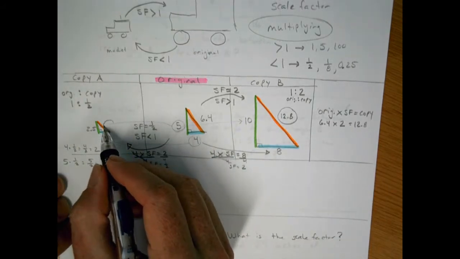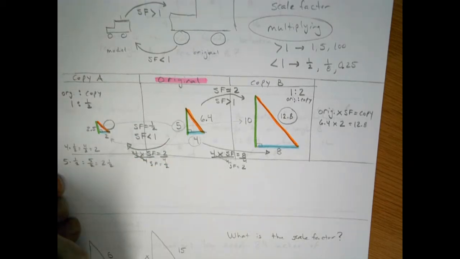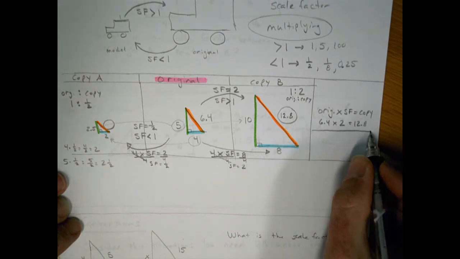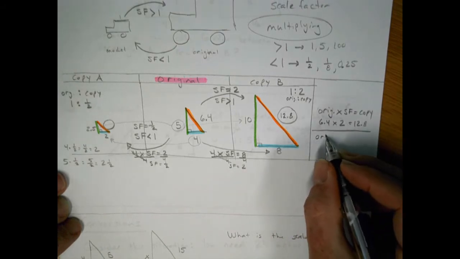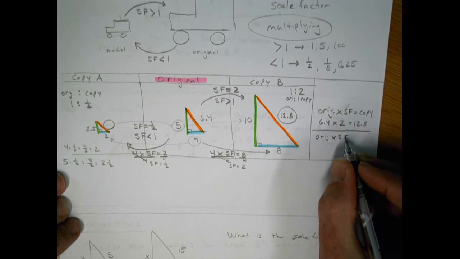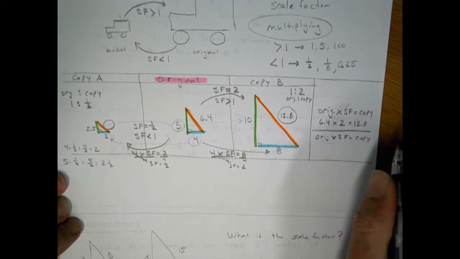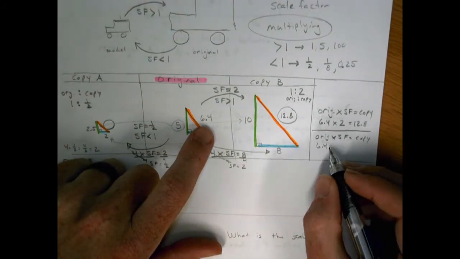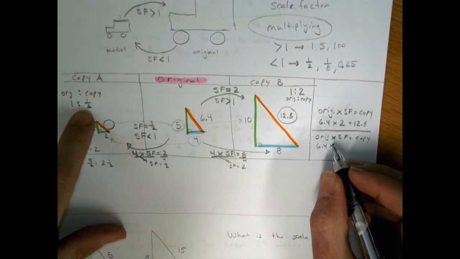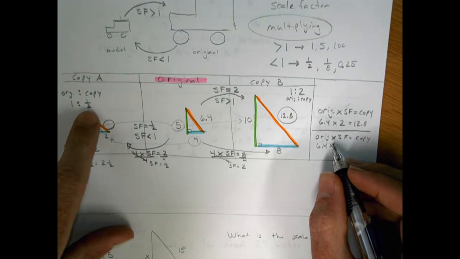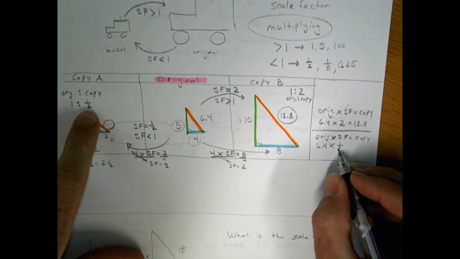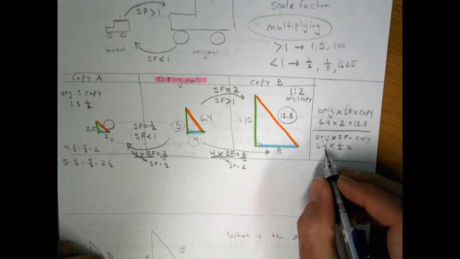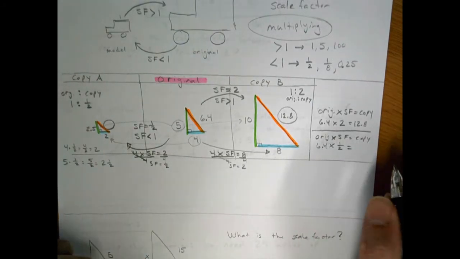Can we, again, find this missing value for this problem, that part? Sure we can. Let's use our same setup as we did before. We're going to use our original times the scale factor to find the value of the copy. So our original here is, again, 6.4. The scale factor we're going to use is this one here. It's 1 to 1/2. So we're going to multiply that by 1/2, and then we're going to find out our copy. Now you might be a little stuck here thinking, well, I have a decimal and I have a fraction. What am I going to do with that?